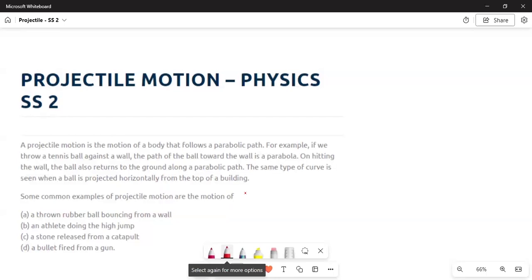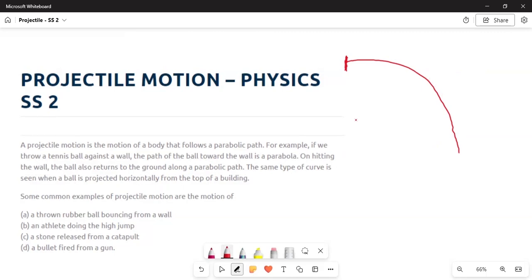For example, if you throw something like a tennis ball against a wall, when the ball bounces off the wall, it normally follows this type of pattern, a curved path. That type of motion is projectile motion. This is the wall. Then somebody threw a tennis ball or anything that can bounce off the wall. Usually when it bounces off, it traces a curved path before landing on the floor. So such a motion is projectile motion.